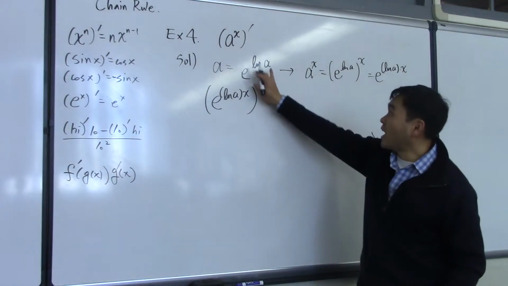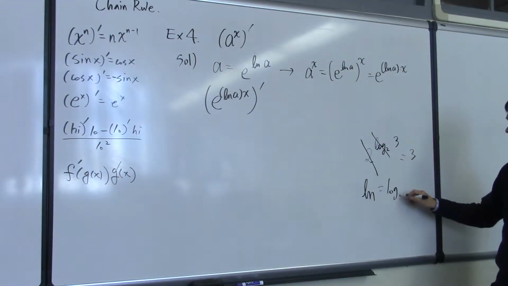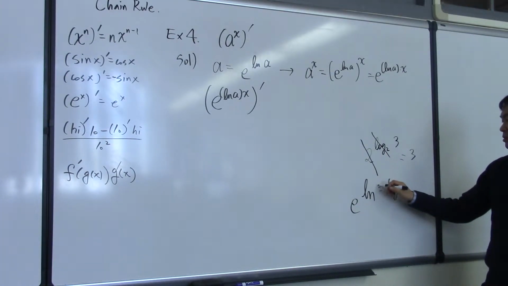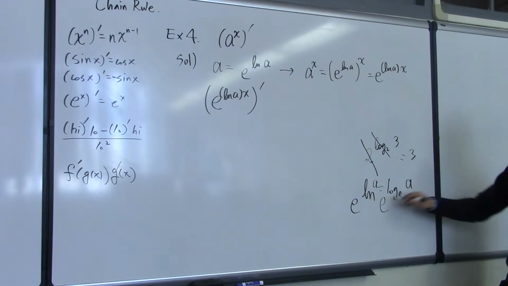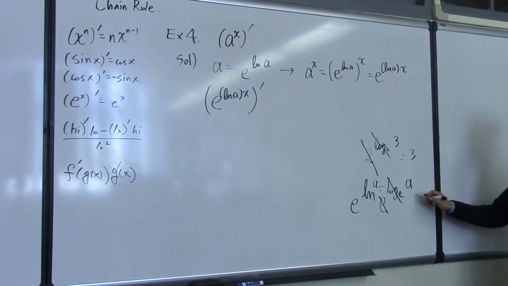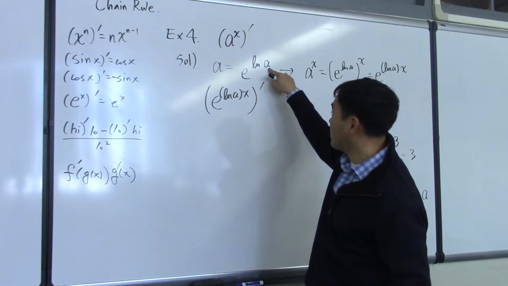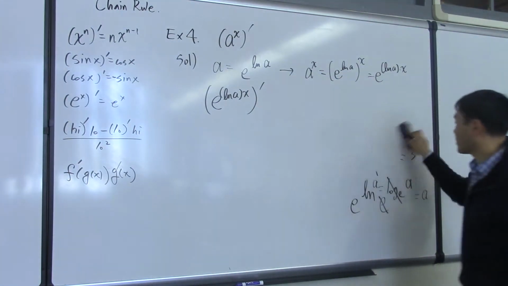Because ln means log with base e, if you have e to the ln of any number, or just a, then e to the log e of a, these two cancel and you get a. Right? So you get the following identity: e to the ln of a is the same as a, because e and ln cancel each other. Okay?